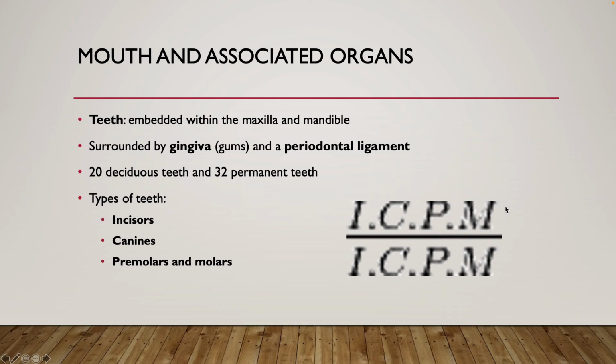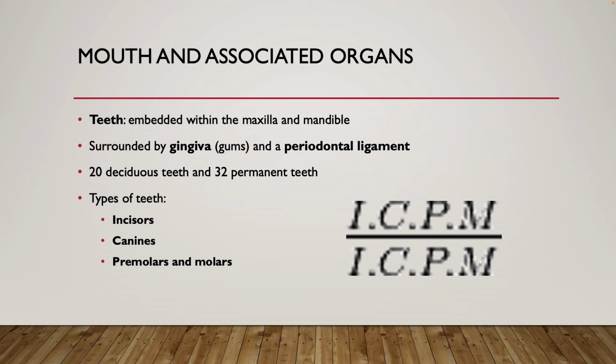So also within our mouth we have our teeth, and so now we have different teeth that are within our mandible, and we have different teeth in our maxilla, so sometimes we can call them maxillary teeth or mandibular teeth. They're surrounded by our gums or the gingiva, and then kind of anchored by a periodontal ligament.